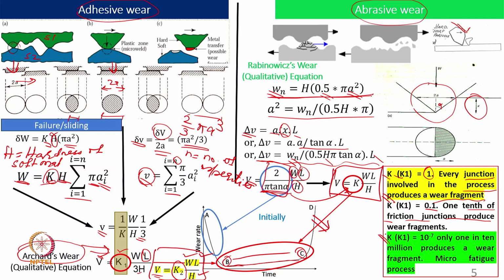Now most of the time we have observed that k comes out to be around 10 raised to minus 7. That means only 1 in 10 million produces a wear fragment, and this is a typical fatigue wear kind of process, where the fatigue of the asperities or maybe the fatigue of the junction comes into the picture, and the constant is much lower.